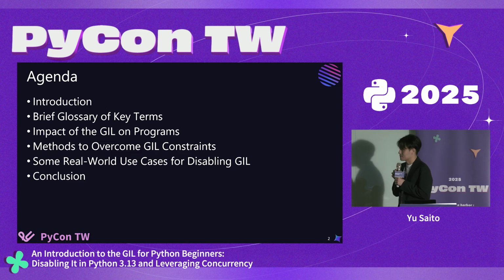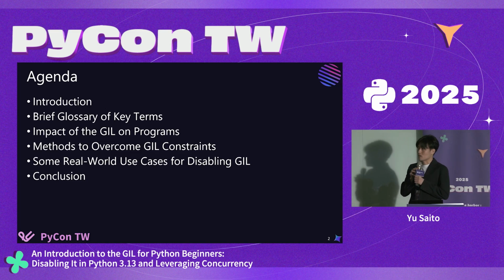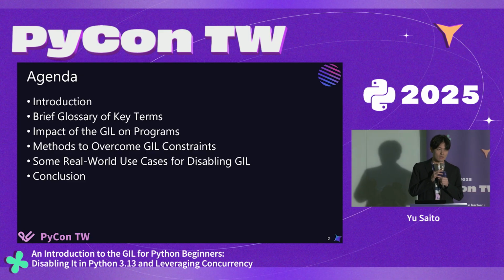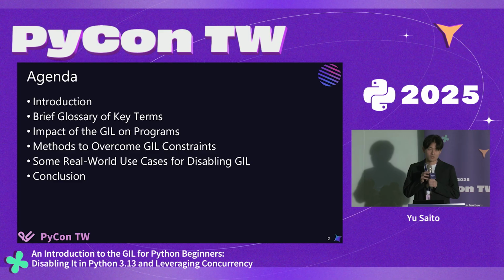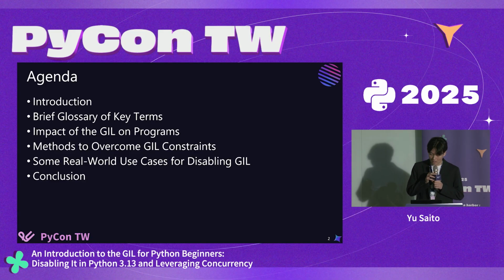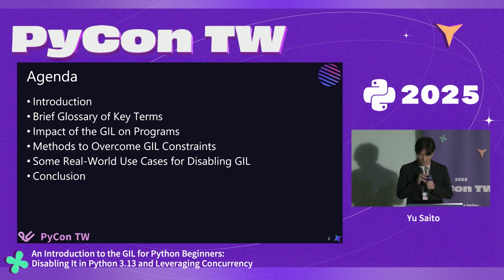Here is today's agenda. First, I will explain a brief glossary of key terms, and I will introduce the constraints imposed by the GIL and explain our approaches to overcome these challenges. And I will share some real-world use cases for the disabled GIL.